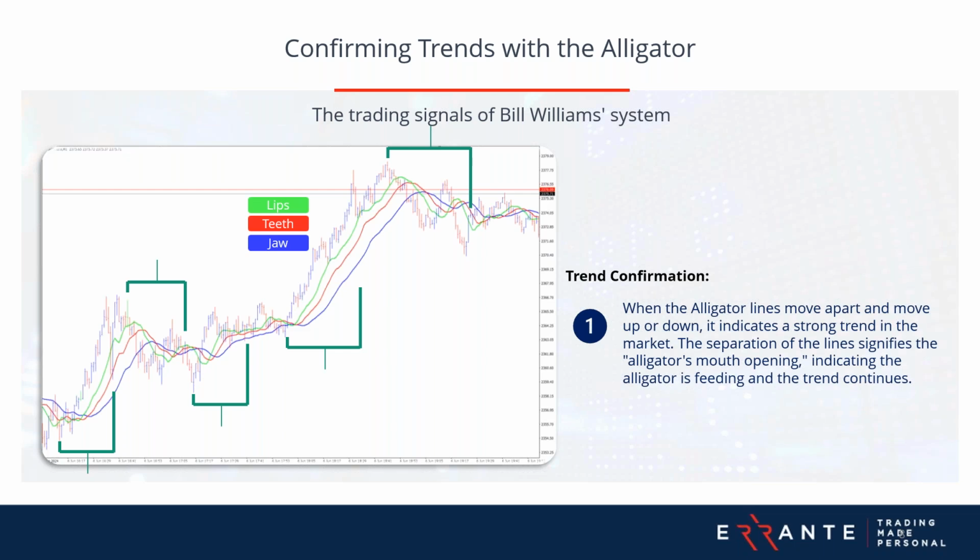So when the alligator lines move apart and move up or down, it indicates a strong trend in the market. The separation of the lines signifies the alligator's mouth opening, indicating the alligator is feeding and the trend continues.